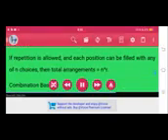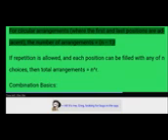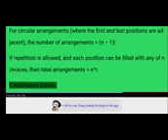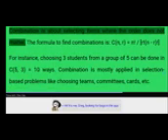For circular arrangements where the first and last positions are adjacent, the number of arrangements equals (n minus 1) factorial. If repetition is allowed, and each position can be filled with any of n choices, then total arrangements equals n to the power r. Combination basics. Combination is about selecting items where the order does not matter.